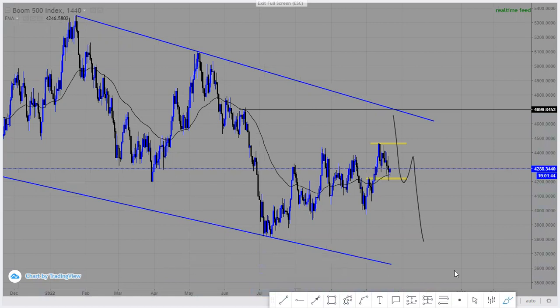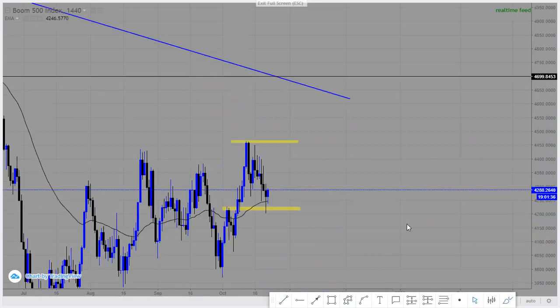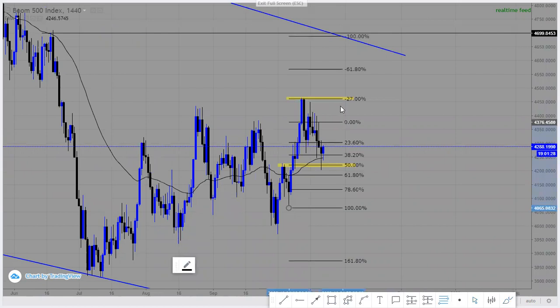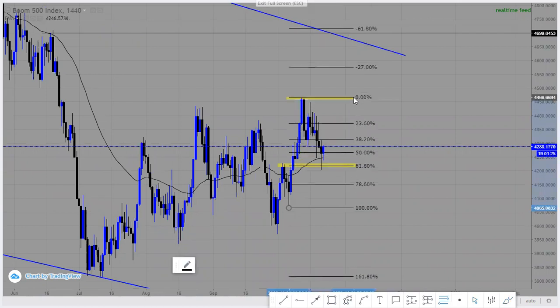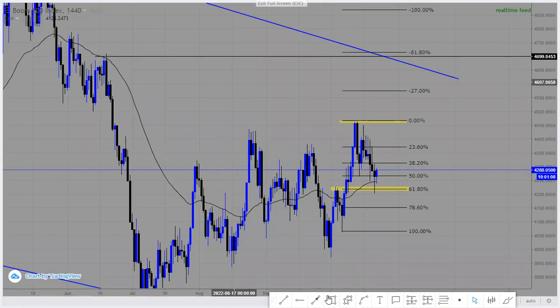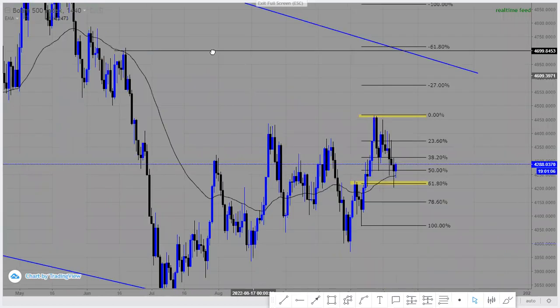So far, our bias for the Boom 500 is a bullish one. As of now, it's a bullish bias for the Boom 500. Even if you apply a Fibonacci from the higher low to the higher high, you realize that we have tapped into 61.8. That is why today, and even tomorrow and the following days, we're expecting buys until we break the 0%, coming to the latest TP based on that trend line at the top.